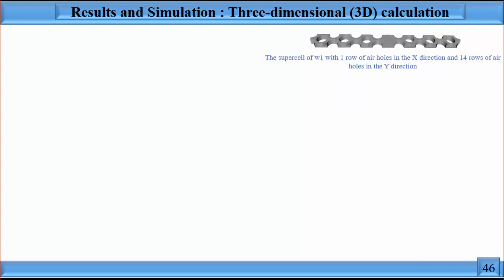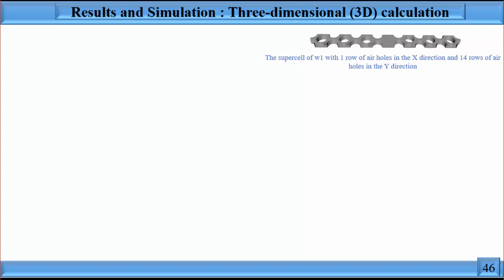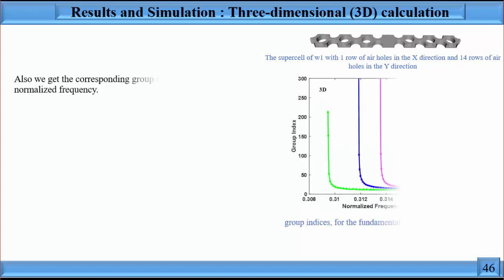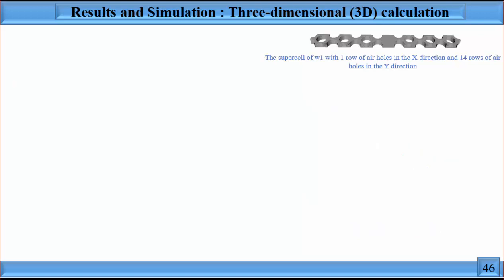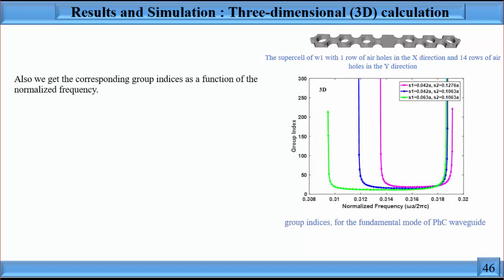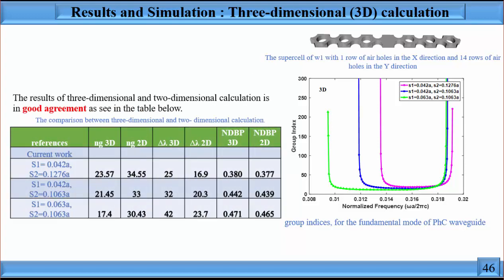Slide 46. We select a supercell by using one air hole along the y-axis and 14 air holes along the x-axis. We recalculated the top three results from the previous table. We obtained the variation of the guided modes by changing S1 and S2 as shown in the figure. Also we get the corresponding group indices as a function of the normalized frequency. The results of three-dimensional and two-dimensional calculation are in good agreement, as seen in the table below.